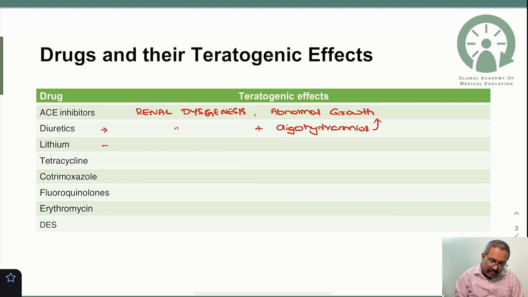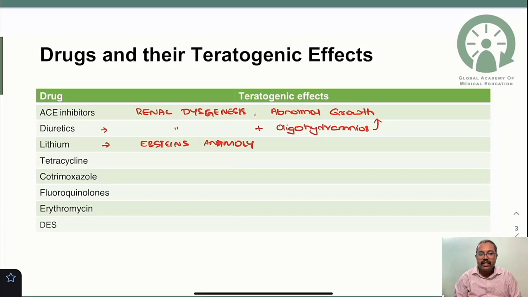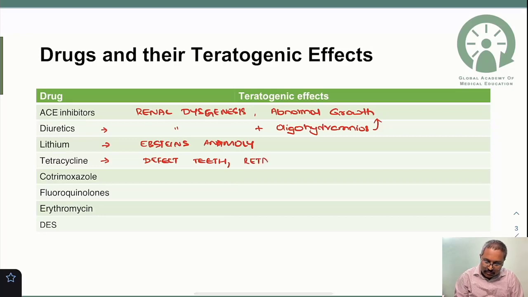So what about lithium? Lithium is known to cause the cardiovascular anomaly, that is Ebstein's anomaly. So what about the tetracycline? So please remember, tetracyclines are known to cause a defect in the teeth, as well as it will retard the bone growth.